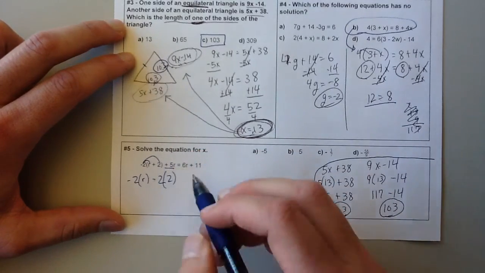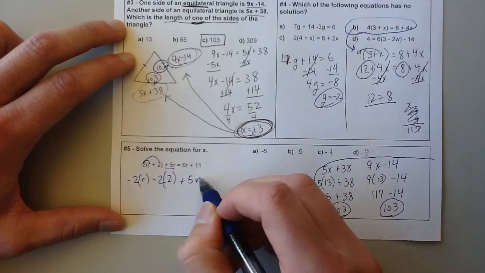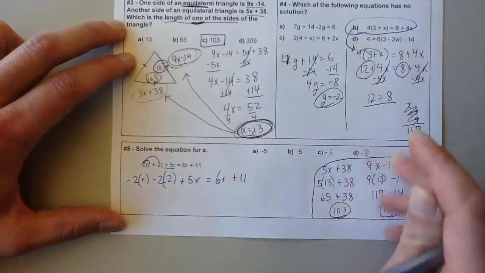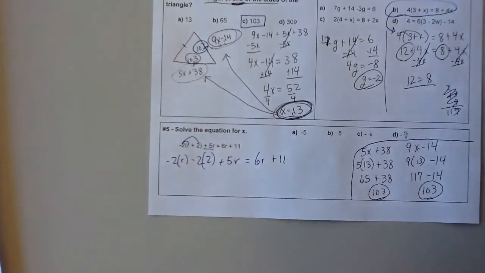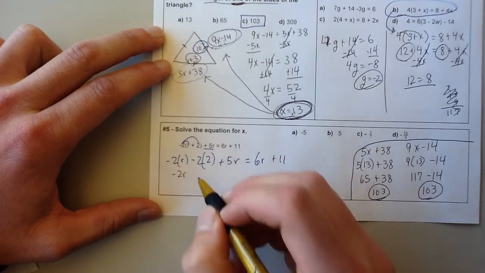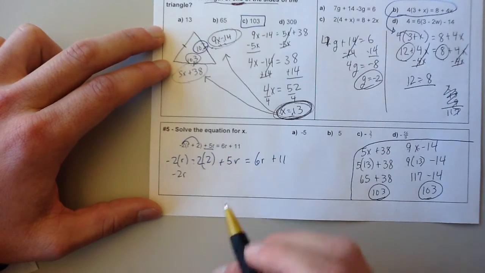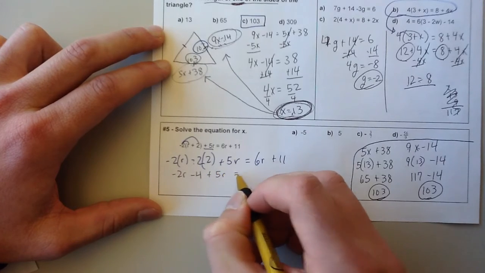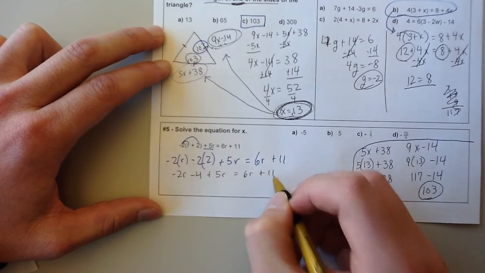Then you have plus 5r, so tag that on at the end, is equal to 6r plus 11. Okay, now you got to go through and multiply. Negative 2 times r is negative 2r. Negative 2 times 2 is negative 4. You still have plus 5r is equal to 6r plus 11.